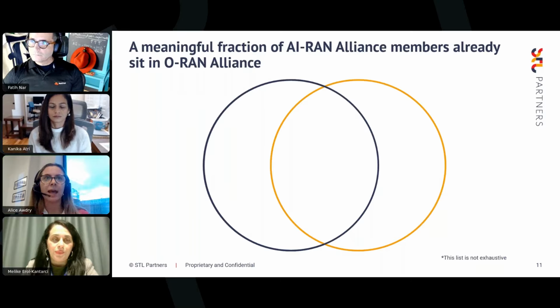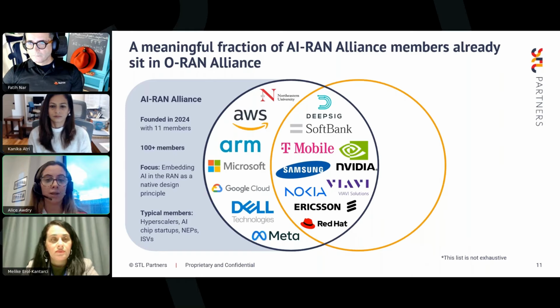So beyond what operators say in surveys, we can also look at what they do in terms of industry alliances. And here the story is that AI RAN and O-RAN are already being treated as related conversations. If we start on the left-hand side of the slide, this is the AI RAN Alliance. So it's a very young organization, and it was launched in 2024 with 11 founding members. And its mission is to weave AI directly into the fabric of the RAN so that AI becomes a native design principle rather than bolt-on.